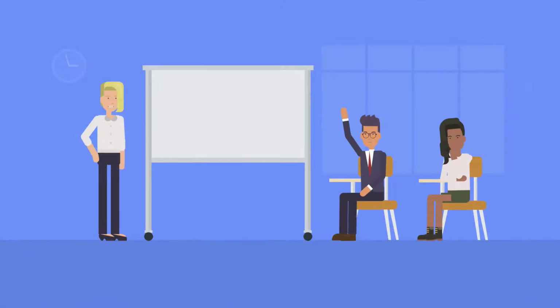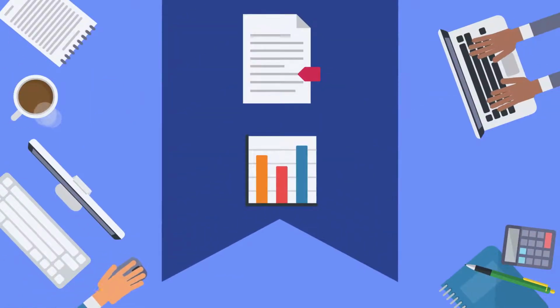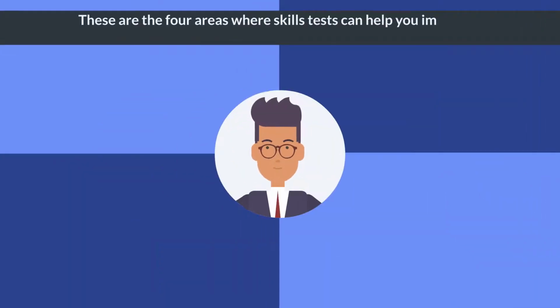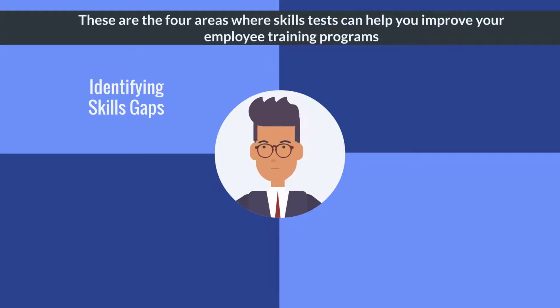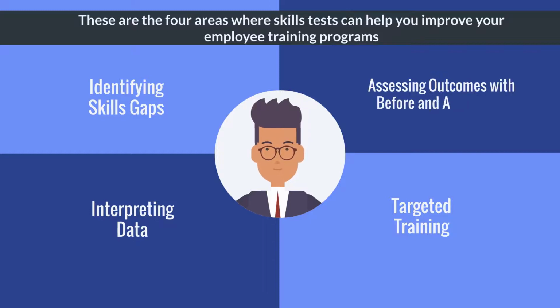While integrating skills tests into your development programs should start at the very beginning of the training process, it plays a role throughout every step along the way, too. These are the 4 areas where skills tests can help you to improve your employee training programs. 1. Identifying skills gaps. 2. Interpreting data. 3. Target training. 4. Assessing outcomes with before and after skills tests.